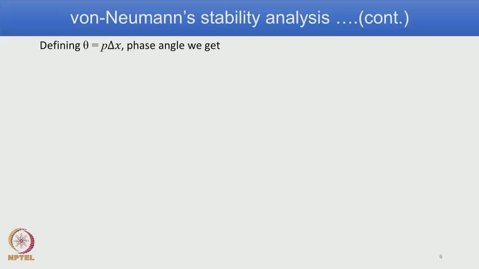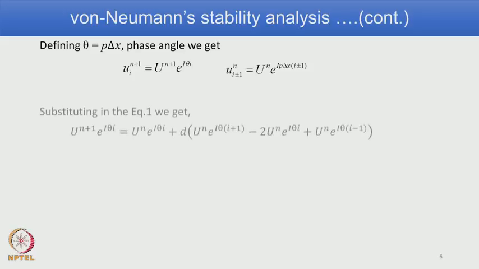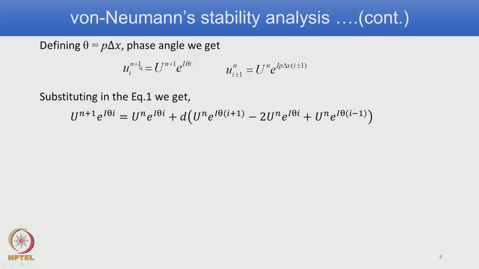You also define theta as p into delta x, which is referred to as a phase angle. So, you can rewrite that expression as u of i at n plus 1 equal to U of n plus 1 e power i theta i. Similarly, for the other terms. Now, we substitute this into the original finite difference equation, which is written for the one dimensional diffusion equation, that is what is shown here.